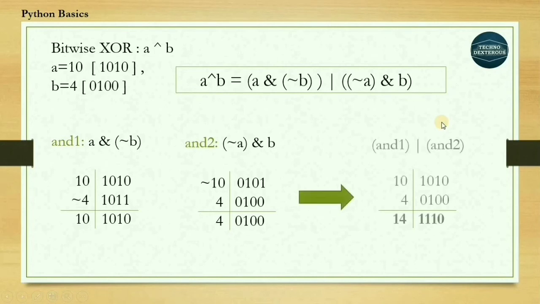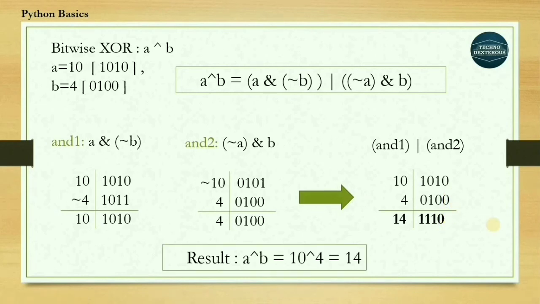We are going to take the OR operation between the first AND and the second AND. The first AND result is 10 and the second AND result is 4. So we are doing the OR operation between them. The output of OR will be 0 if both the inputs are 0, otherwise it will be 1. In this way we have performed the XOR operation and we have got 14 as a result.